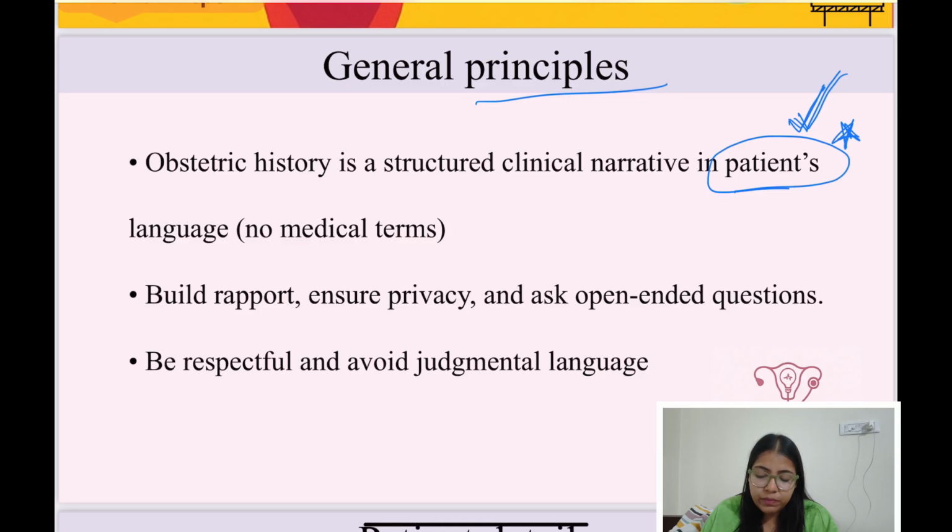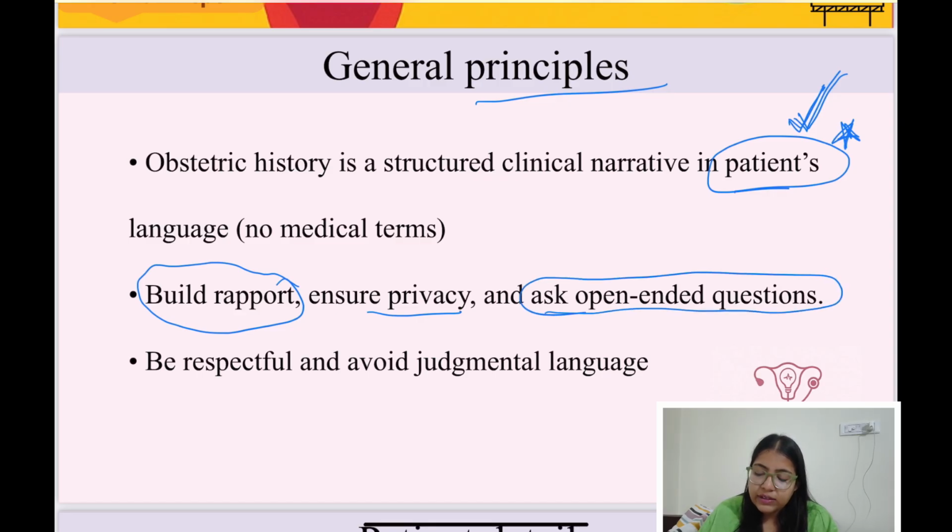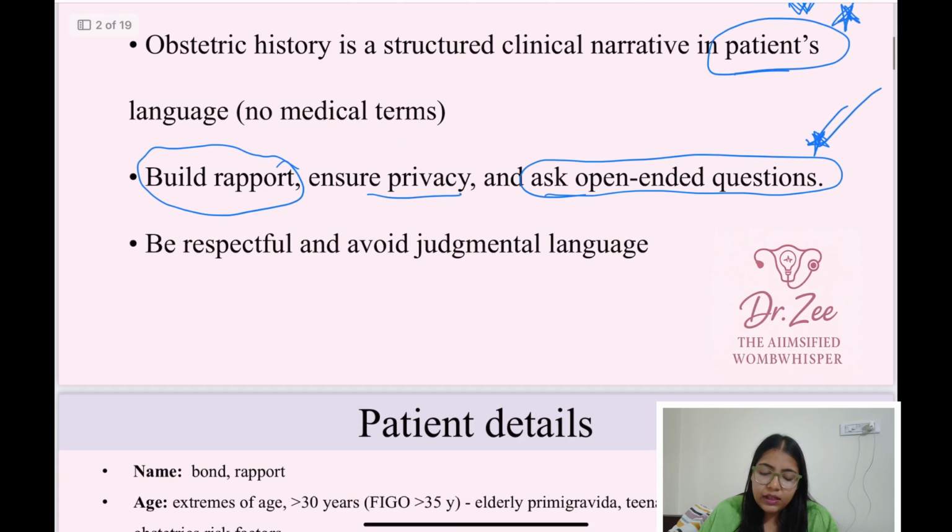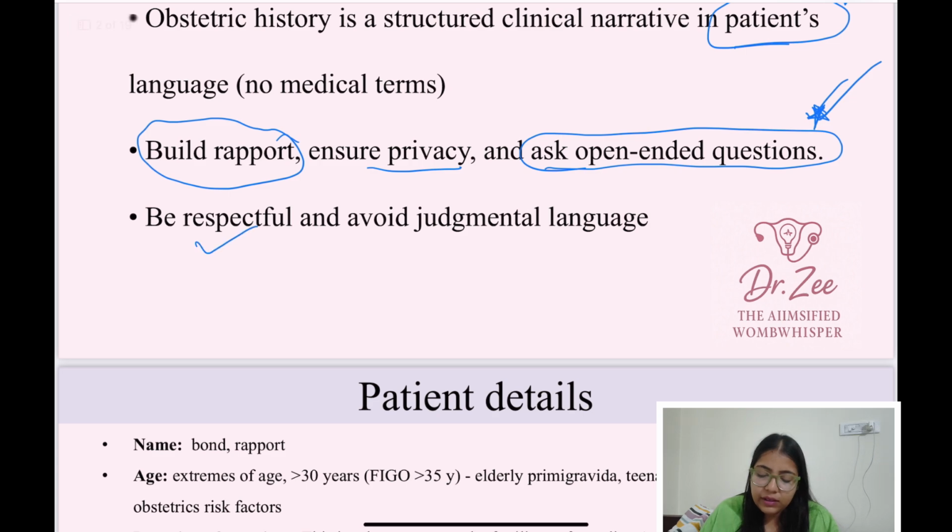So you should ensure privacy and you should build rapport, you should be gentle, and you should always be welcoming and listening to what the patient is telling you. And you should ask mostly open-ended questions. Sometimes when the patient is not able to understand your question or some points, then we can ask some leading questions, but mostly it is open-ended questions only. And we should always be respectful and we should avoid any judgment about the patient, be it socioeconomic background or education or any other thing.